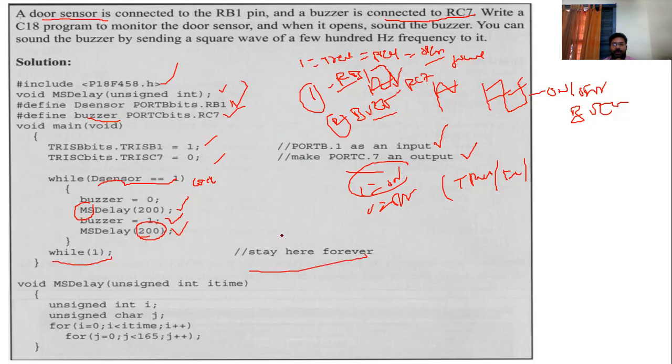So here, what we have defined is the sensor as well as the buzzer. This is the way you can send the signal. Then the question: how much time is the buzzer on? Suppose you press the doorbell.